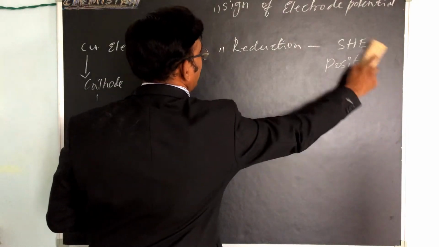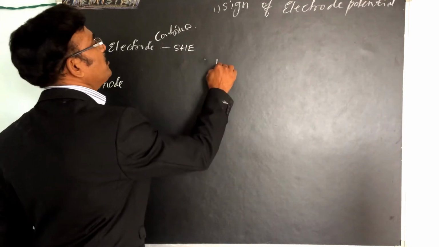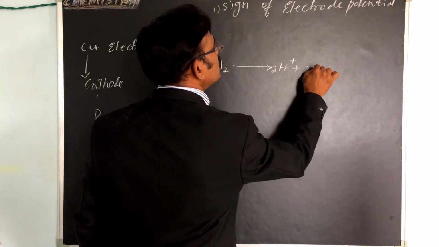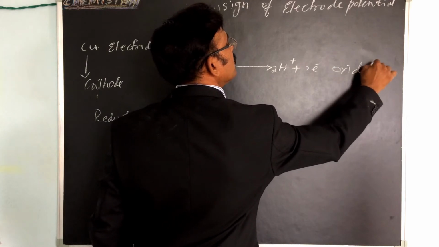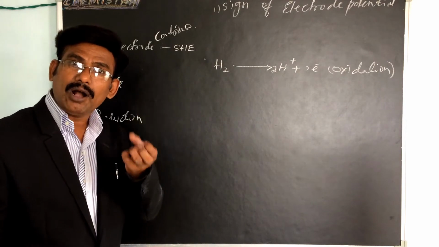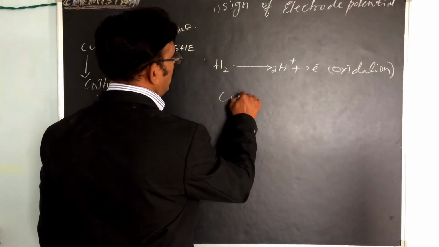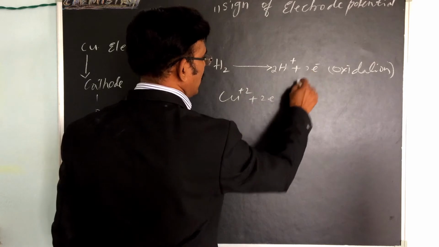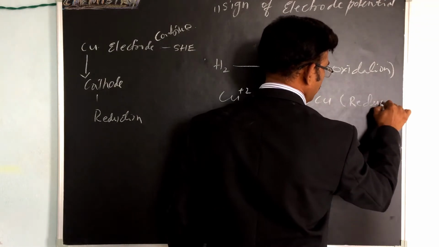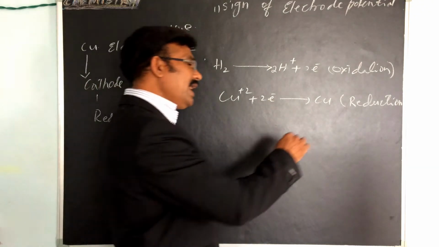The standard hydrogen electrode undergoes oxidation. H2 gives rise to 2H+ plus 2 electrons. This is called oxidation. Now copper reduction: the Cu2+ ion takes 2 electrons to form copper metal. This is the reduction, and reduction means it is a cathode.